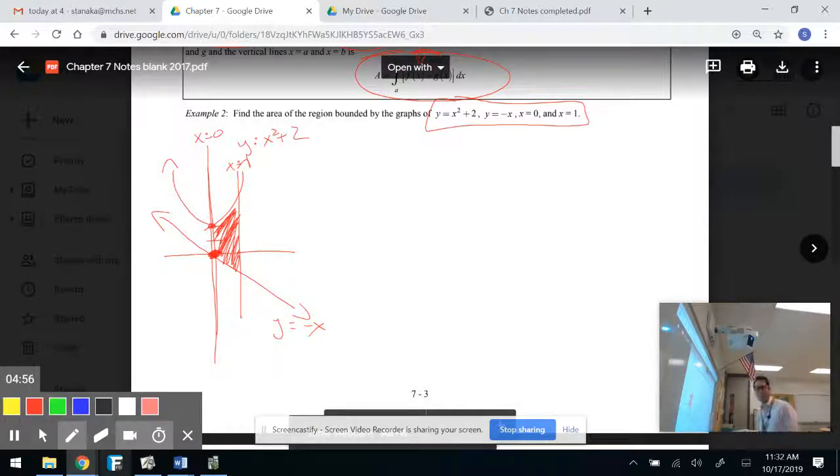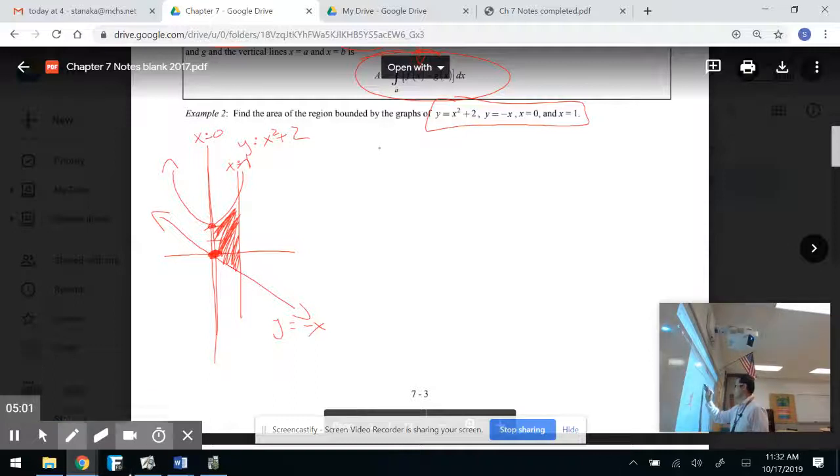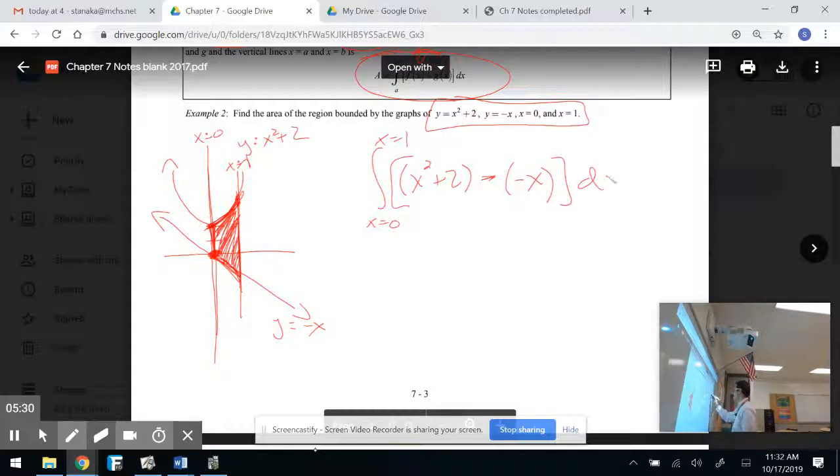It says to find the area. Well, let's use that formula we just learned, right? What was that formula? It was the integral from a to b, and in this case, it would be from x equals 0 to x equals 1, because that's where I cut it off, and it's going to be the top function first, so the top function would be x squared plus 2 minus the bottom function, which would be negative x.